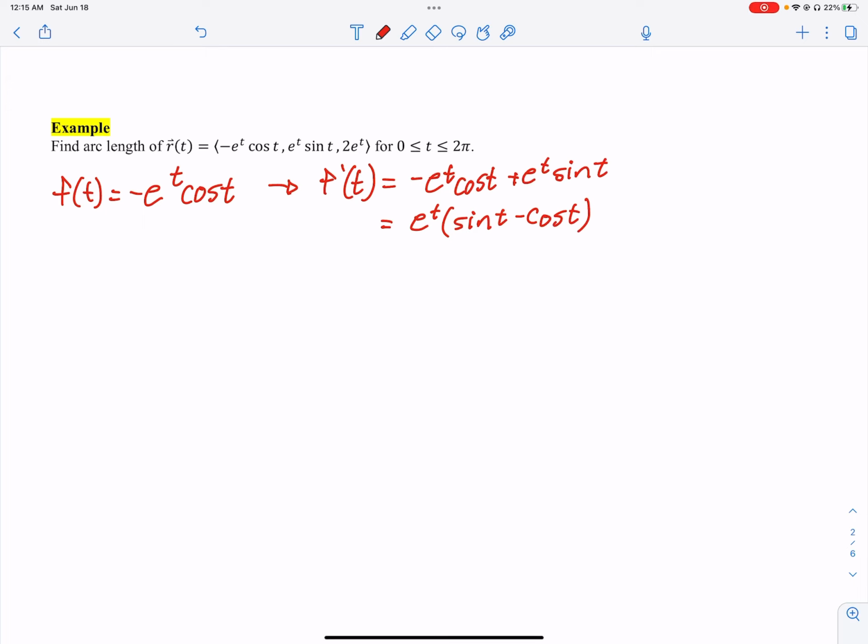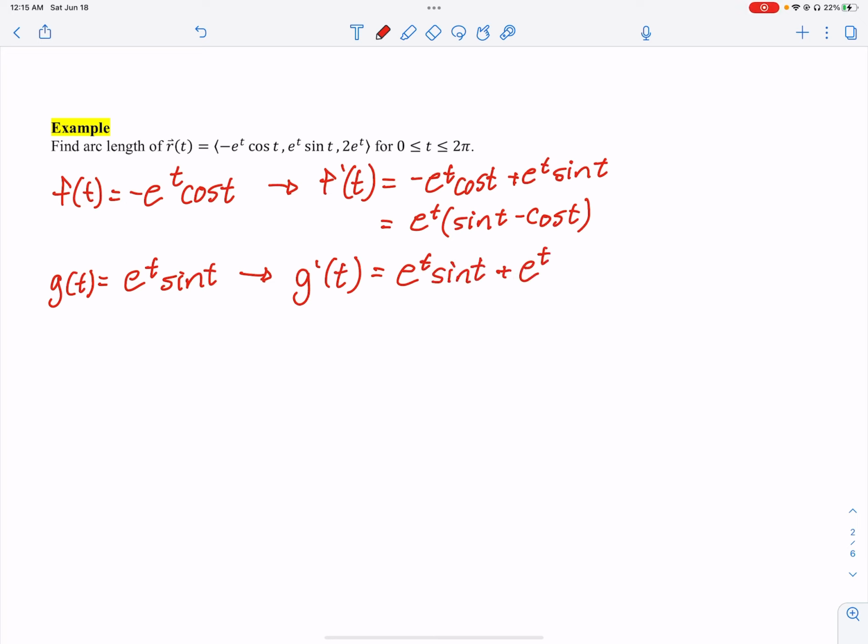So there's f prime. G of t is the middle one, which is e to the t sine t. I take the derivative of that, I get g prime of t, right? The derivative of e to the t is e to the t, and I leave the sine of t, plus I leave the e to the t and I take the derivative of sine to get cosine, and I can factor out an e to the t for that as well. Right, that's g.